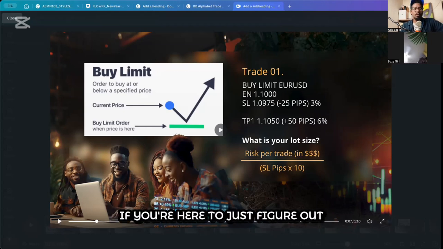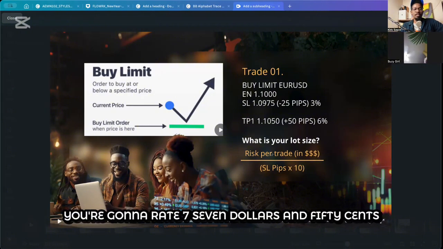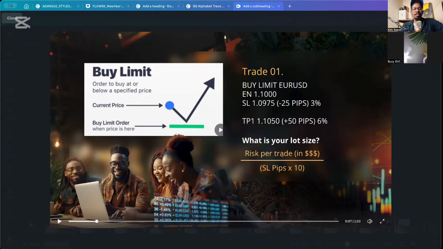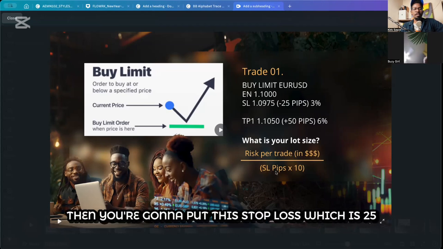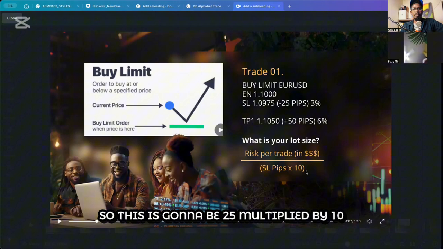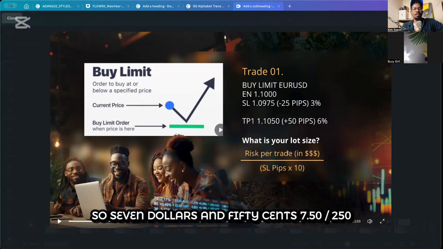If you're here to just figure out if you can calculate the lot size, you're going to write $7.50. Then you're going to put the stop loss, which is 25. So this is going to be 25 multiplied by 10. So $7.50 divided by 250.